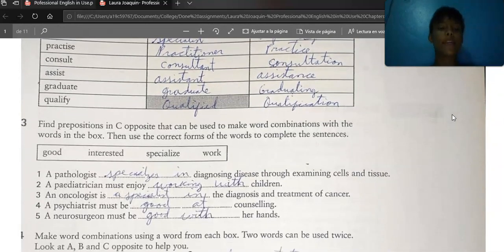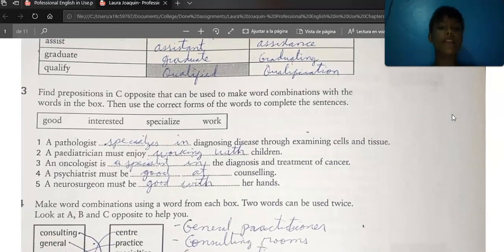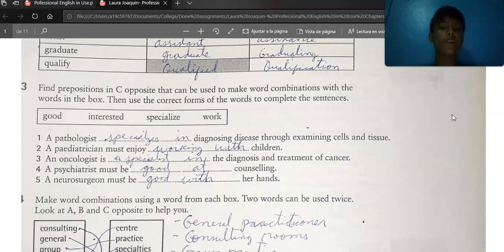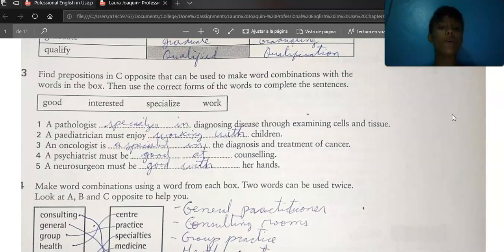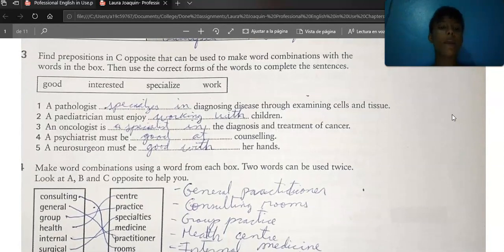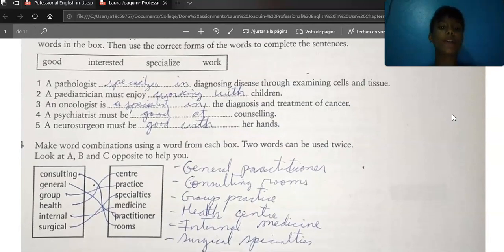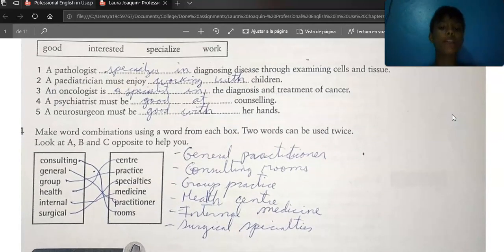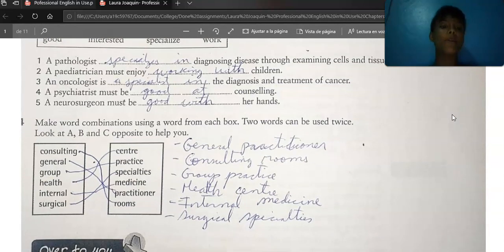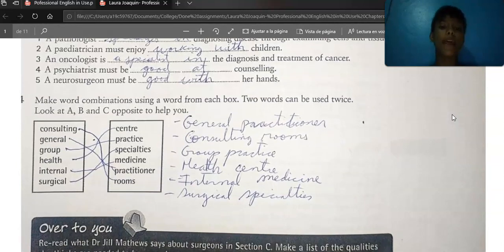Exercise 5.3. Find prepositions in C opposite that can be used to make word combinations with the words in the box. Then use the correct forms of the words to complete the sentences. A pathologist specializes in diagnosing disease through examining cells and tissue. A pediatrician must enjoy working with children. An oncologist is a specialist in the diagnosis and treatment of cancer. A physiatrist must be good at counseling. A neurosurgeon must be good with her hands.